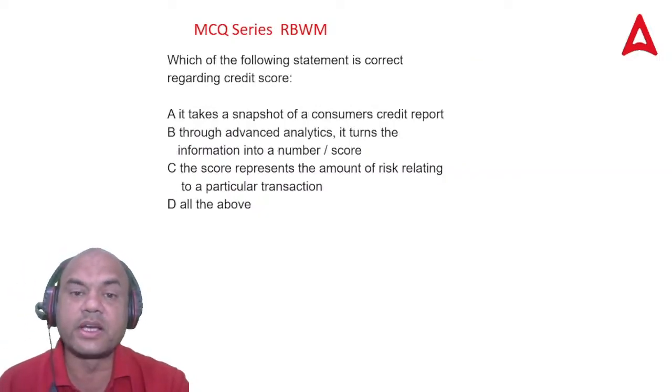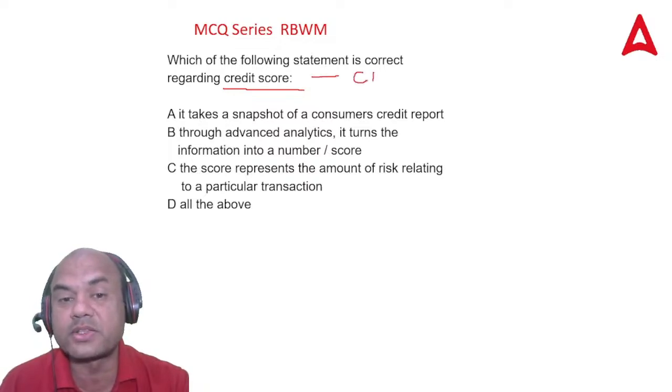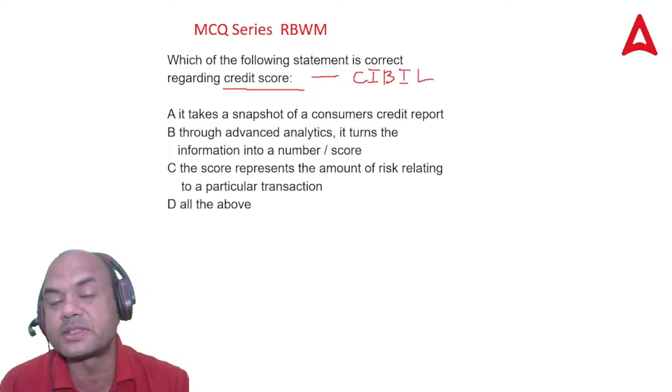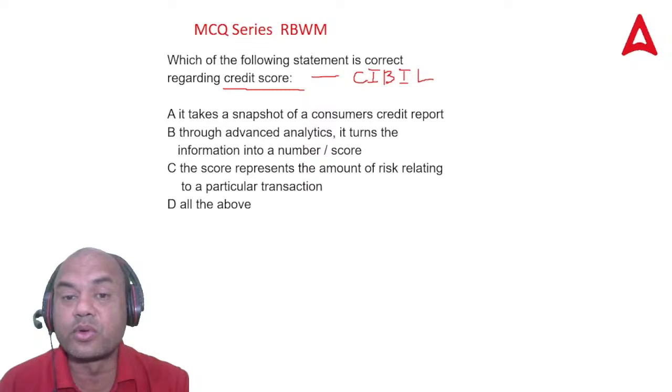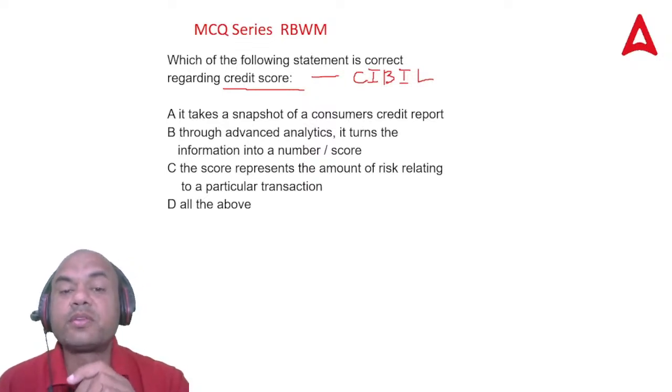Which of the following statement is correct regarding the credit score? Now see here, this is again the basic one. Credit score means that CIBIL score which we use. Why am I asking this question about CIBIL right now? Because all of you might be using CIBIL in the banking system. And CIBIL score is the important parameter for the loans.